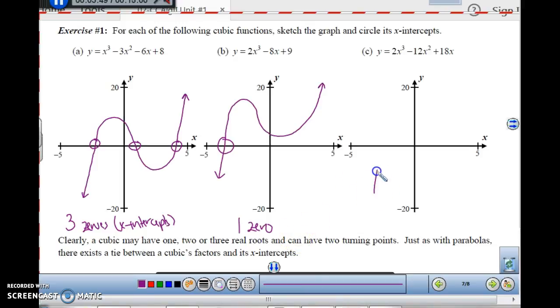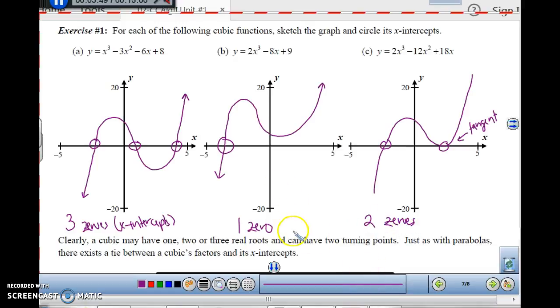It came up, went down, just barely touched, and came back up. Okay, so my zeros are here and here. All right, now this zero right here is called tangent to the x-axis because it touches it just in one place. Okay, so that is tangent to the x-axis. So this one actually has 2 zeros.